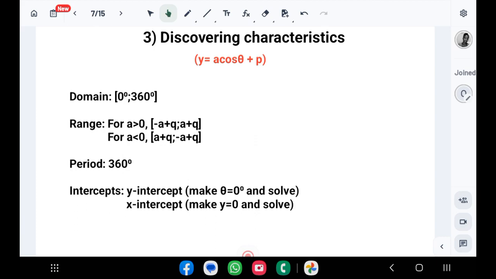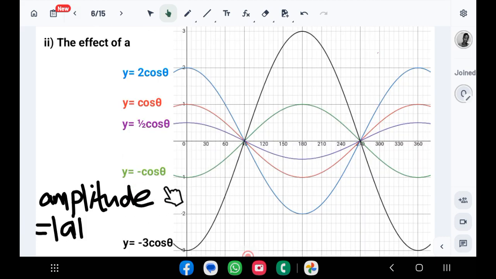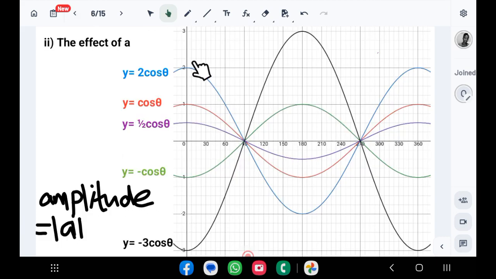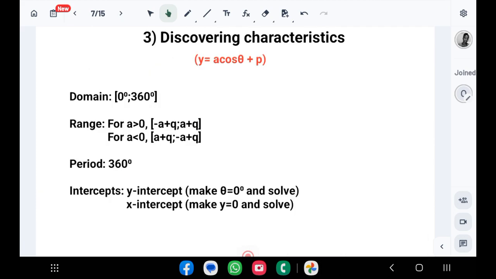For example, when your amplitude in this case is positive 2, the range will start from negative 2 plus q. It is negative 2 plus your q, which is 0, so it will be negative 2, and then the other end will be A plus q, which is basically just 2. So depending on your A and q, don't worry about this if you don't understand. We're going to use numbers so that you have this clear in your mind and you understand exactly how.